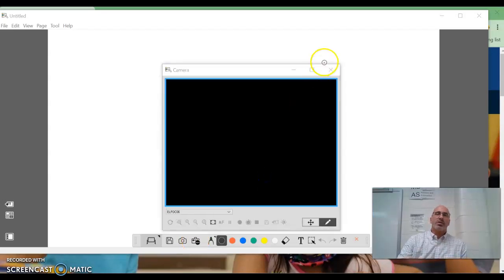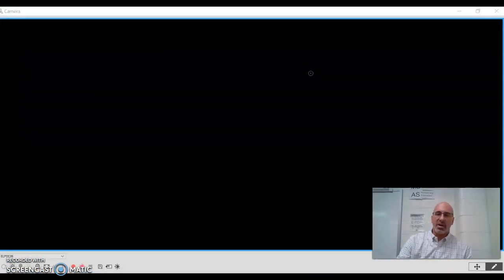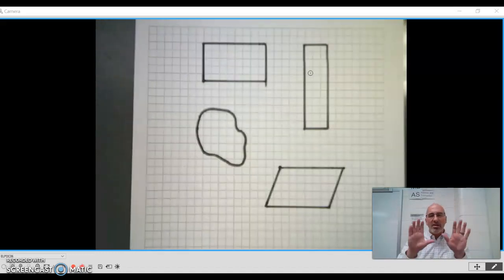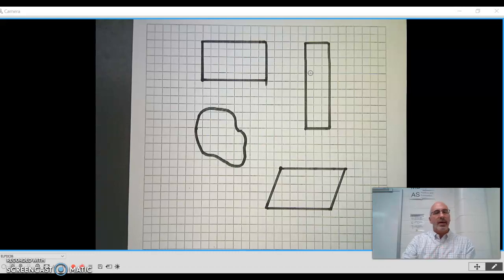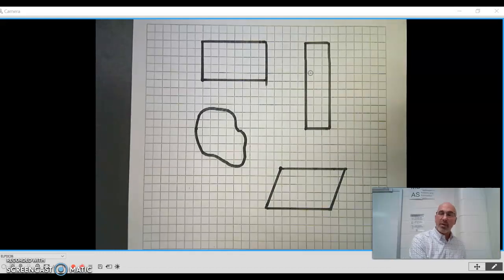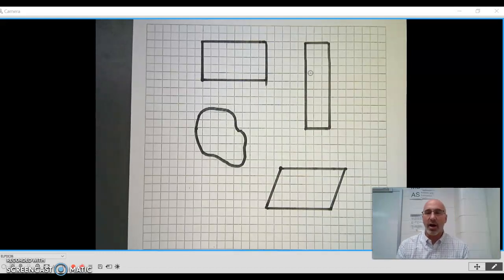Today we are going to start to talk about areas of figures. So the area is the amount of surface that a figure covers. And we always refer to those units as square units. So you can see I have a piece of graph paper and some figures drawn on them.